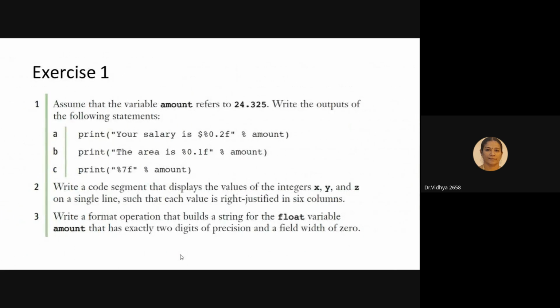Okay, then this is another example. You can try these exercises after understanding the concept on the previous slide. You are given a variable amount which refers to 23.325. Write the output of the following sentences given here. Please explore this exercise and then submit the answer in GCR.